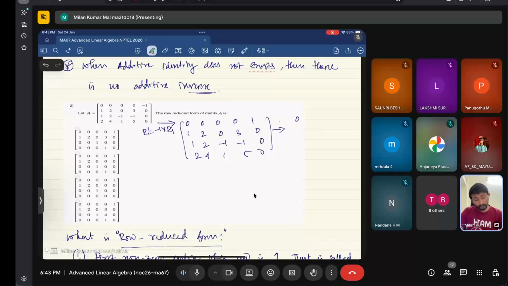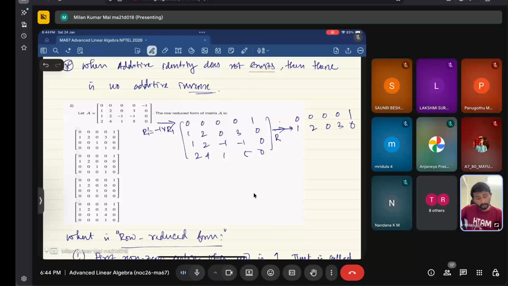So that is what we will be doing here. 0, 0, 0, 0, 1. Let's keep this row as it is. So how to make the third row term, I mean this 1, 0? We are allowed to do only three types of row operations: multiplication by a scalar, interchange of rows, and adding or subtracting rows. This is what one can do.